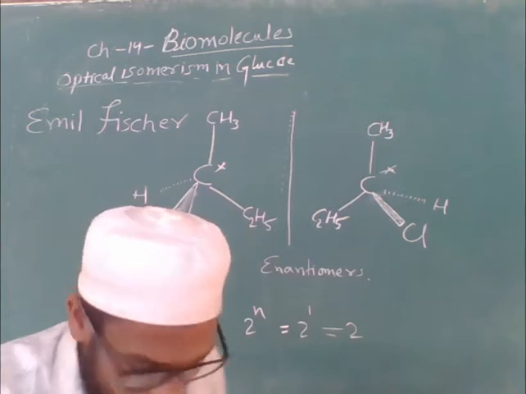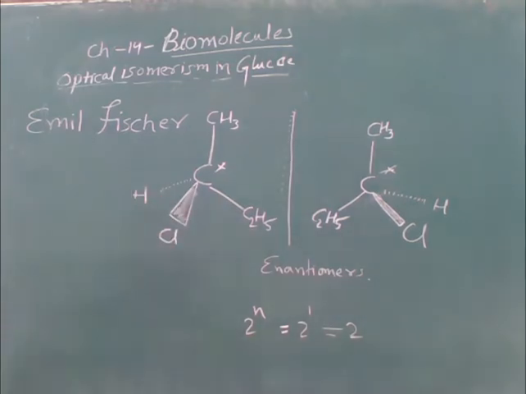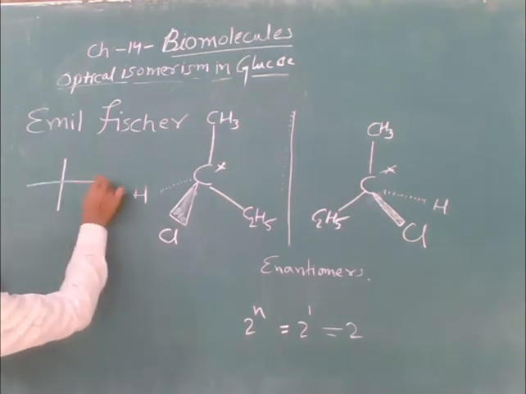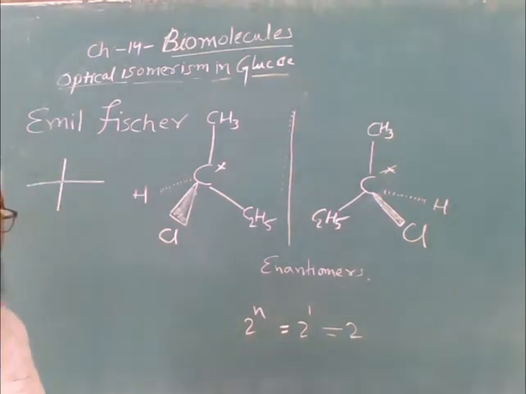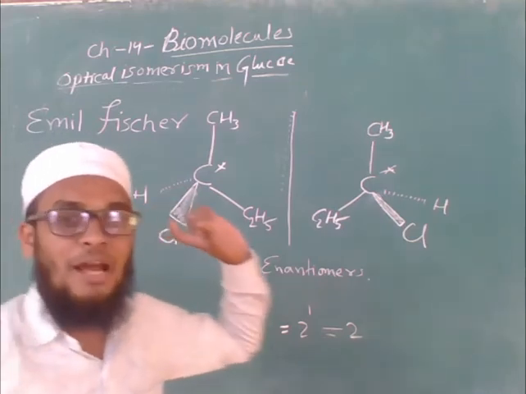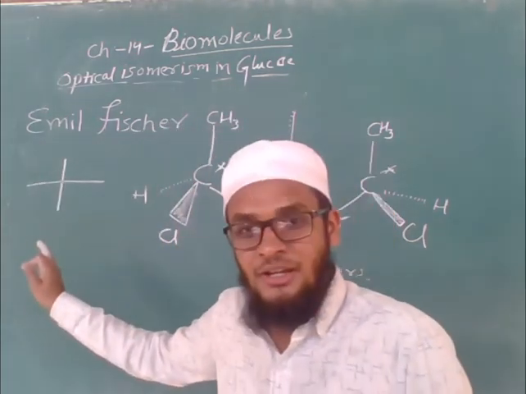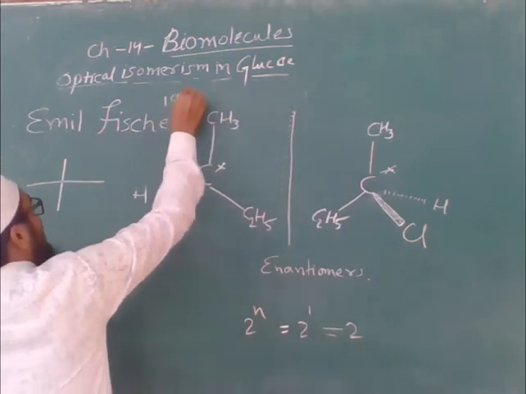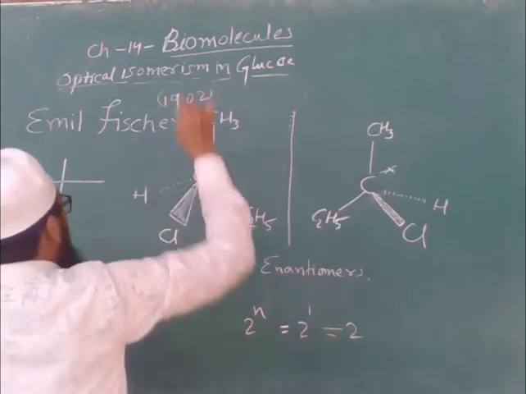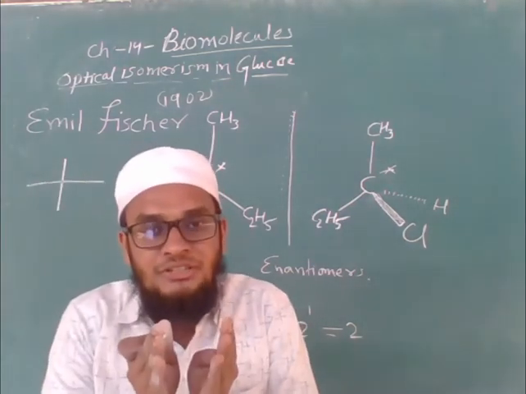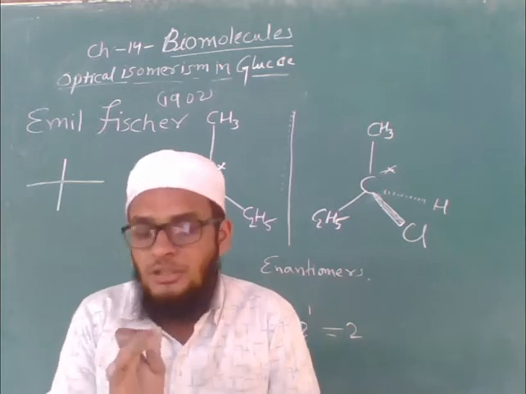What is this cross formula? I will tell you. The cross formula will be like this. Just this plus sign. For this, he got the Nobel Prize. He's a Nobel laureate. In 1902, he got the Nobel Prize for presenting this formula, this 3D structure in a plane.